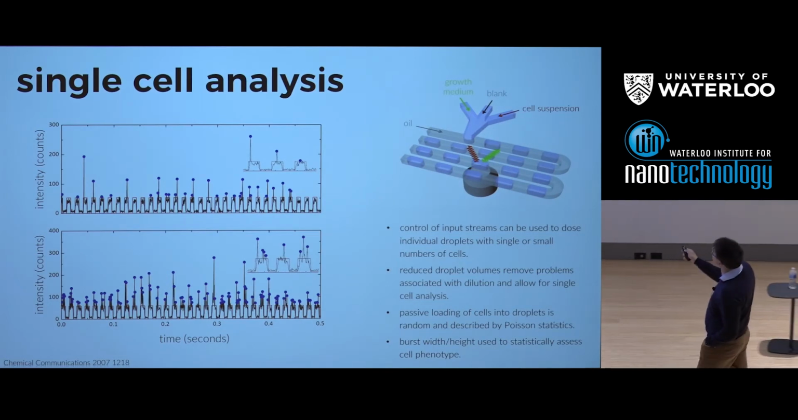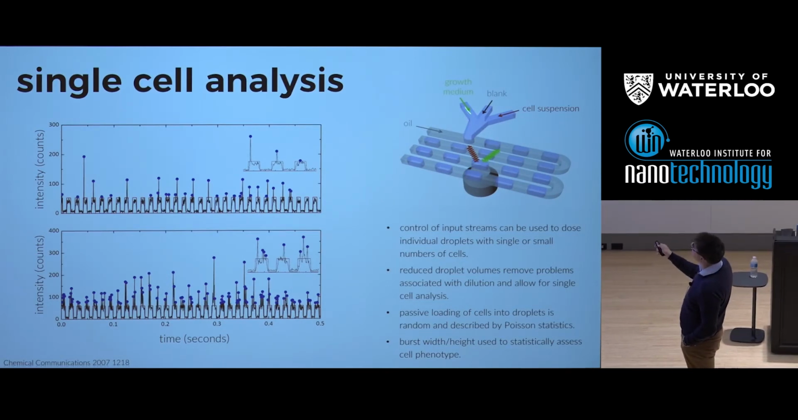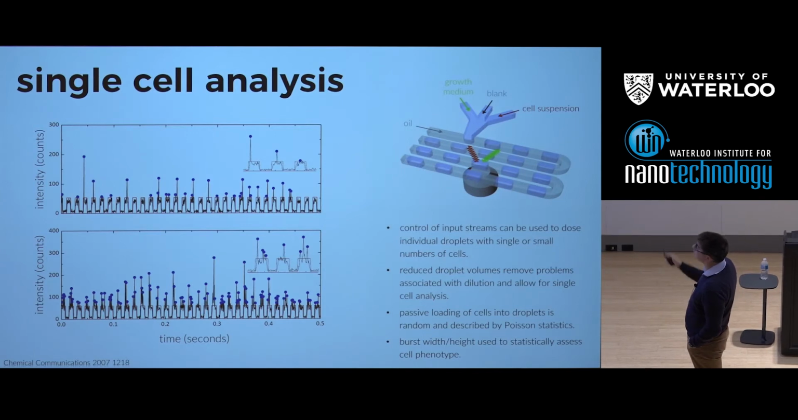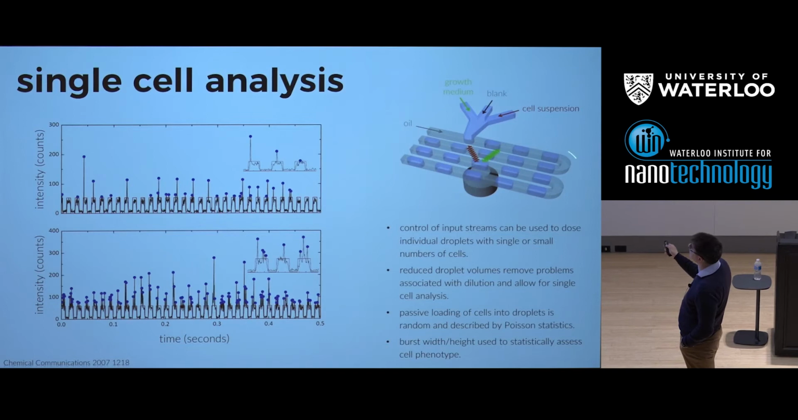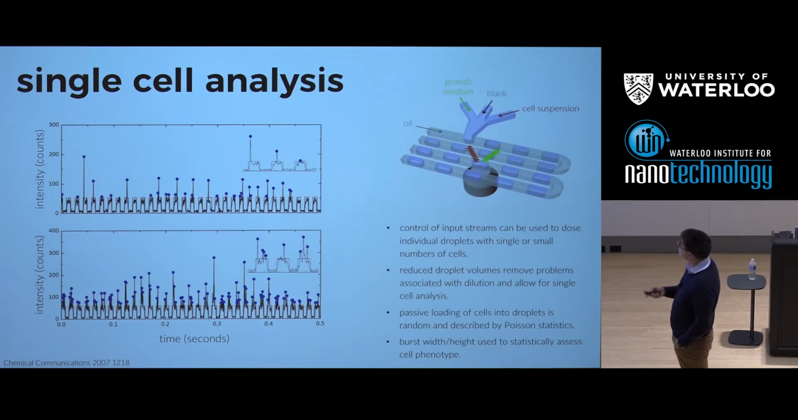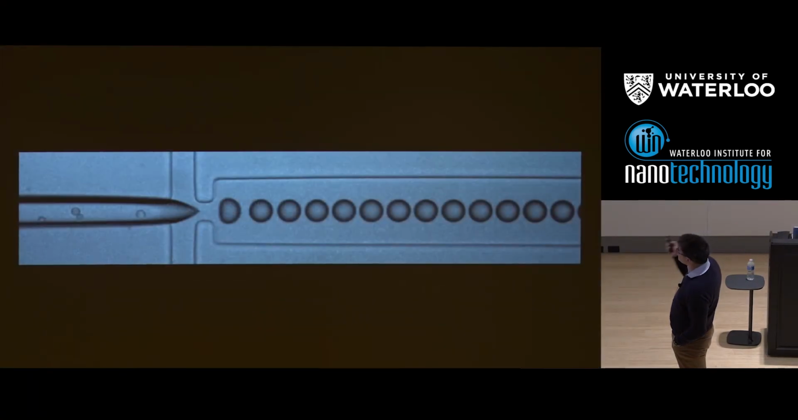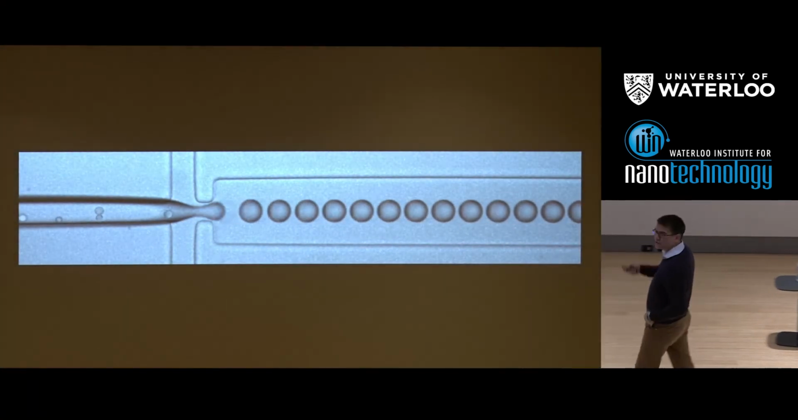And the basic idea here is that by selectively introducing here a buffer or growth medium with the cell suspension, you can control the number of cells that you release into this forming droplet, and then by using a detector at a particular point down the channel, you can probe some of the biology or chemistry that's going on. So you can see this in a slightly different configuration here, but it's just showing you the idea.